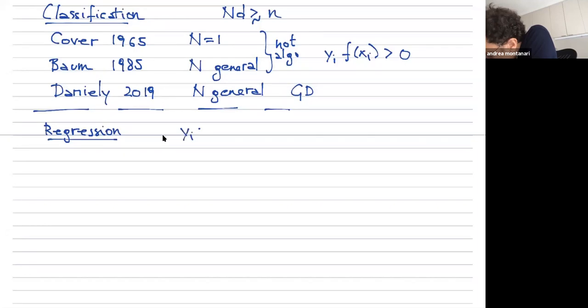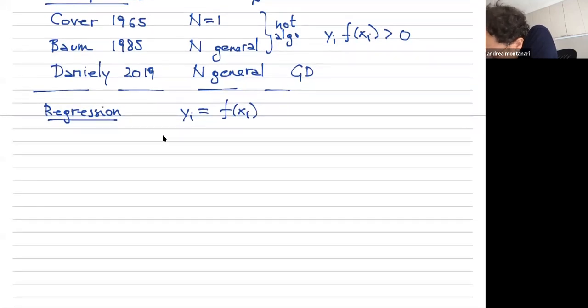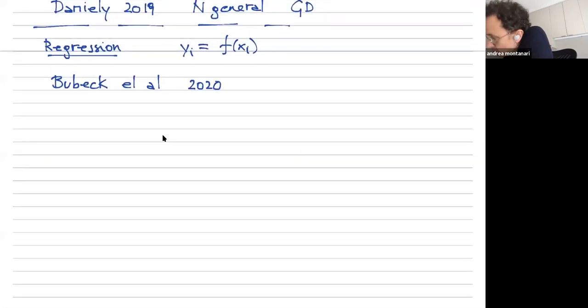So in this case, we want really yi equal f of xi. And there is one main paper to mention. There is a recent, concurrent paper by Bubeck, Eldan, Lee, Mikulincer, I don't know the pronunciation, 2020. In this paper, they have two types of results. First, they have a construction, in a way a little bit reminding the construction of Baum, for nd bigger than 4n and the ReLU function.